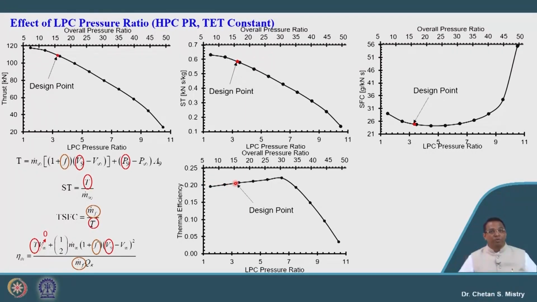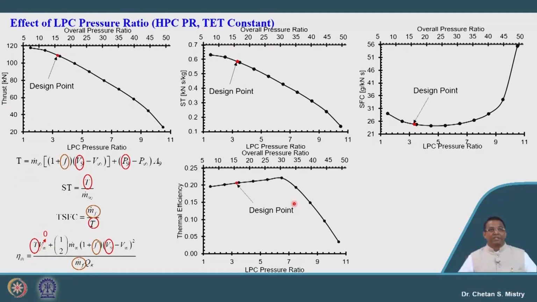And here also, if you look carefully, if I am increasing my LP pressure ratio, I will have a rise of efficiency up to a certain pressure ratio, and then after that there is a droop in thermal efficiency. So, if you look at these two curves, specific fuel consumption and thermal efficiency, that is giving us the indication of what is happening. Here, my fuel consumption is changing too much, and that is what brings the change in thermal efficiency.